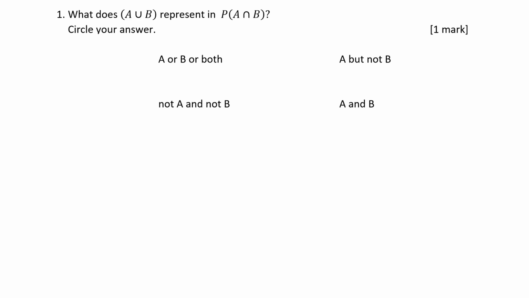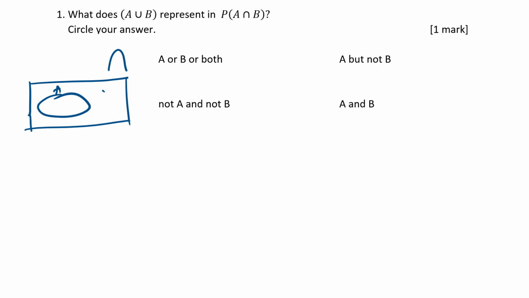Question 1. What does A intersect B represent in the probability of A intersect B? Circle your answer. Well, I think I've given it away there really. I'm just decoding what these things here represent. A intersect B, or this symbol here, means the intersection of. It means that an element lies in both sets. So if I had a set A and a set B, then the intersection is where they overlap. So it's that bit there inside there. Okay, so that's what that part means. It means the intersection of.